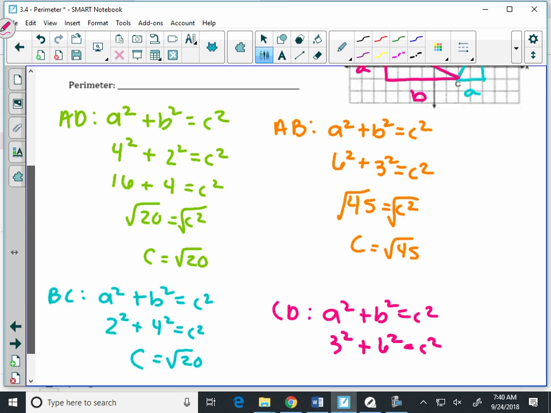What do you notice about that? Yeah, it's the same again. It's the same as this one right here, so we can stop. We already know what our answer is going to be. It's going to be radical 45 because it's the same exact legs as this one. So that kind of saves you some time. Okay.